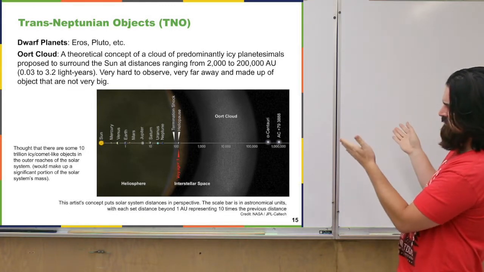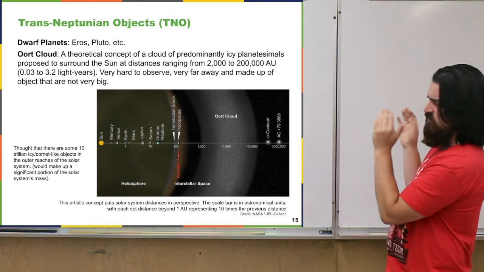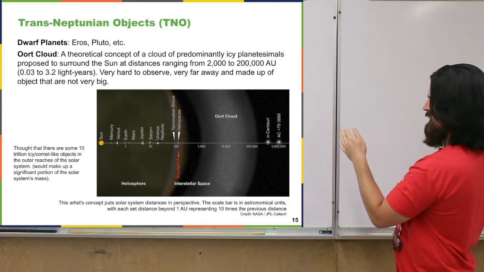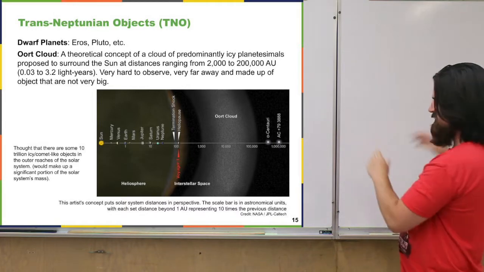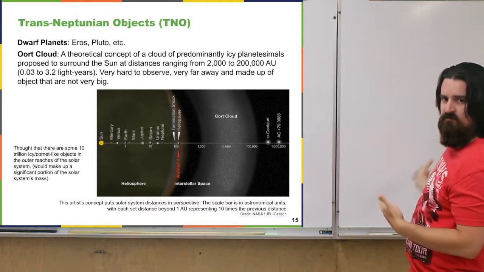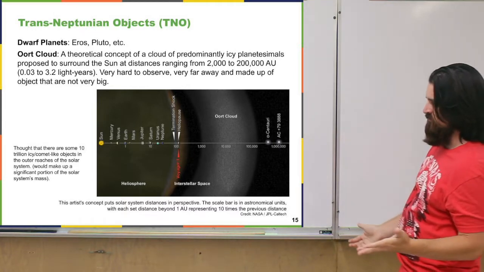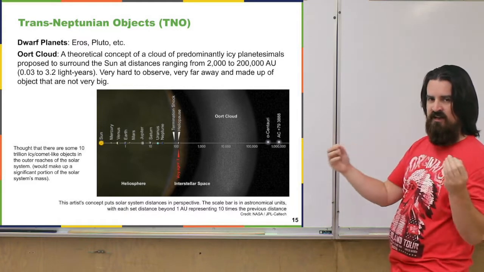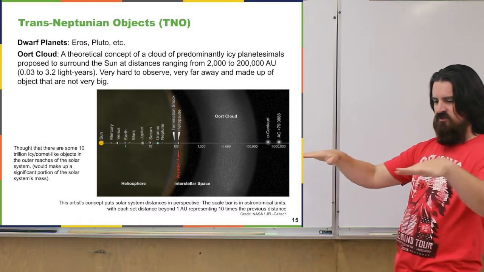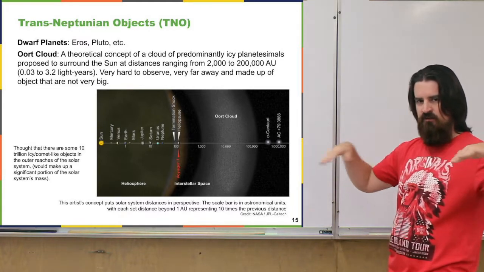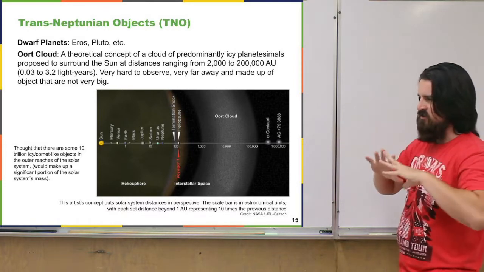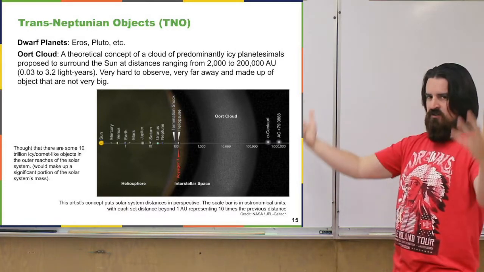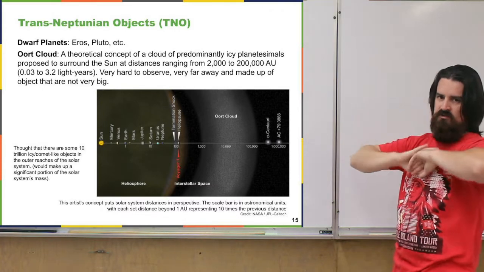But then the Oort cloud could go from something like 2,000 AU out to like 200,000 AU. Just this massive, massive region around the solar system, right? And it's not like the asteroid belts where it's almost a plane or ring going around the sun. It's thought to be a sphere that encompasses the whole solar system.